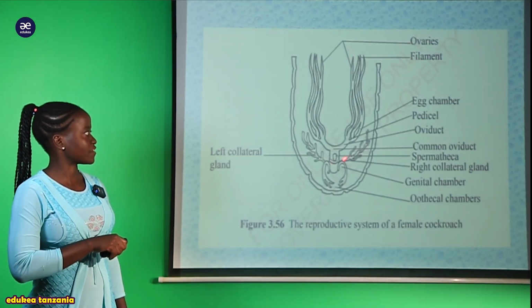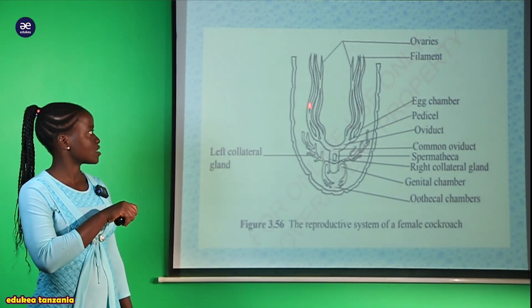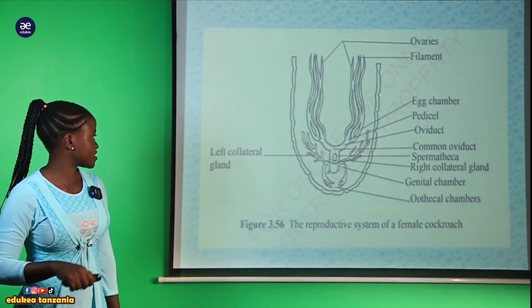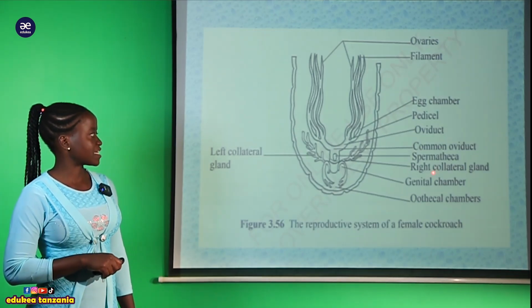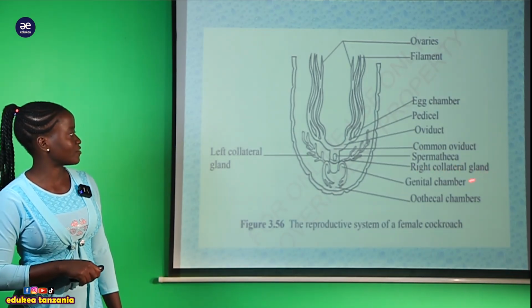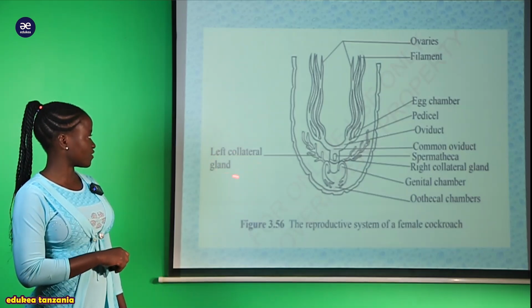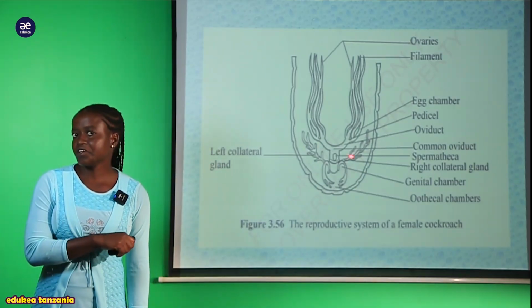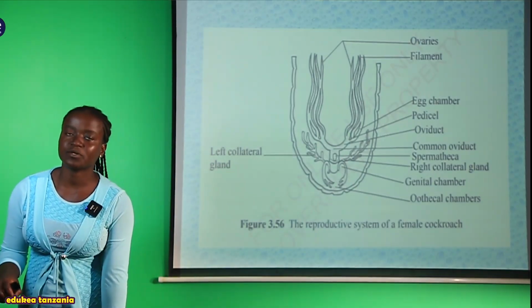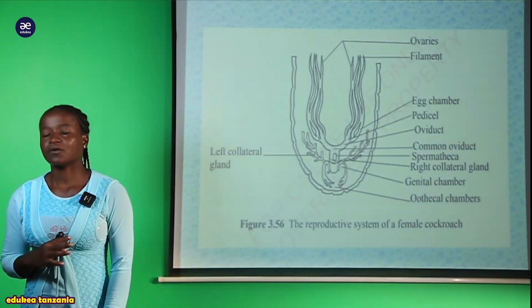So these are the filaments, as you can see, this side and this side. All of these are the filaments. Also, we have said that we have the right collateral gland and also the left collateral gland. So that is the structure of the organism we call the female cockroach.